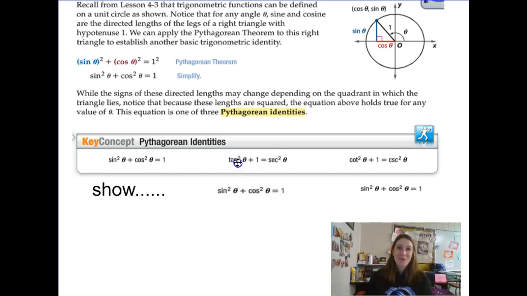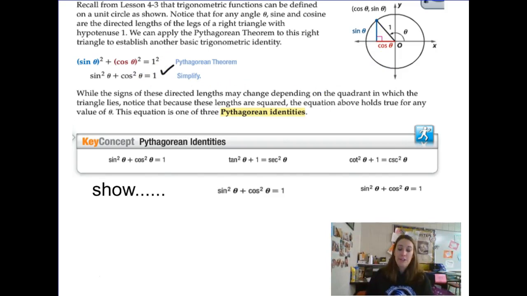A couple more identities we have to become familiar with are the Pythagorean identities, and they are a derivation of the Pythagorean theorem. If we remember, cosine and sine are the x and y values in our unit circle, with the radius being 1. They could set up a Pythagorean theorem problem that says cosine squared plus sine squared equals 1 squared. And that's what this Pythagorean identity is right here.